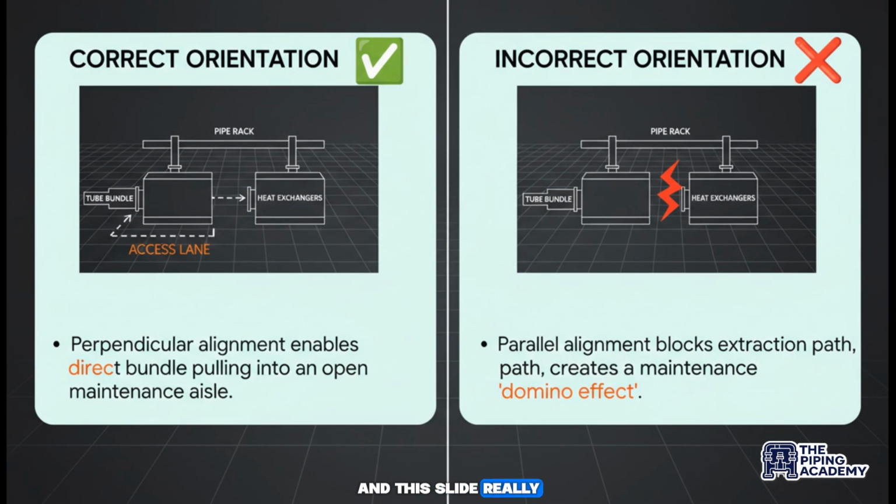And this slide really shows you the difference. With the correct perpendicular layout, that channel head faces an open aisle. The bundle can be pulled straight out, no problem. But if you orient the exchanger parallel to the rack, you end up blocking your own extraction path with the exchanger right next to it. This creates a maintenance domino effect, a nightmare where servicing Unit A means you have to remove Unit B first. That is just unacceptable layout logic.